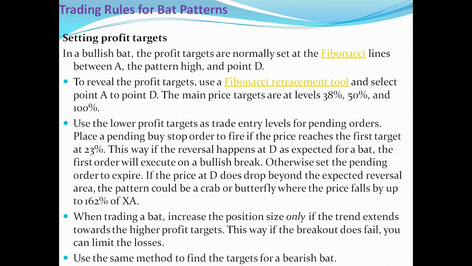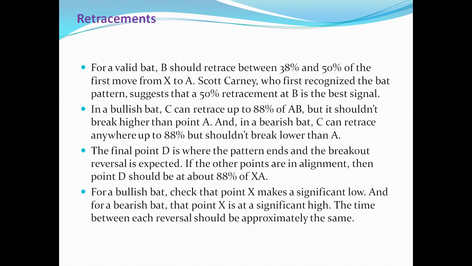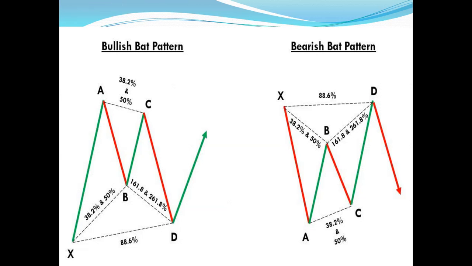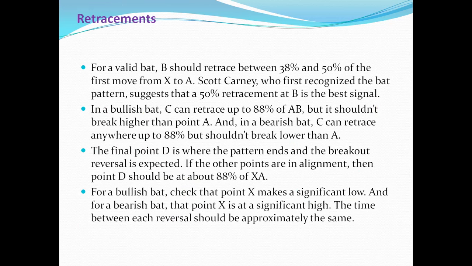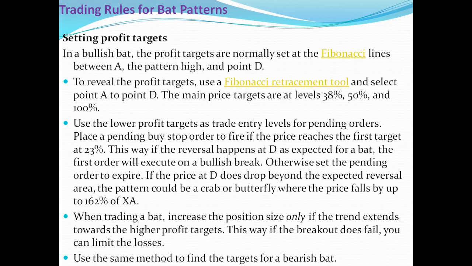Trading rules for the bat pattern. Setting up the profit target. In a bullish bat, the profits are normally set at the Fibonacci lines between point A, the pattern high, and the D point. So to reveal the profit target, use Fibonacci and select point A to D. The main price targets are at 38.2%, 50% and 100%.